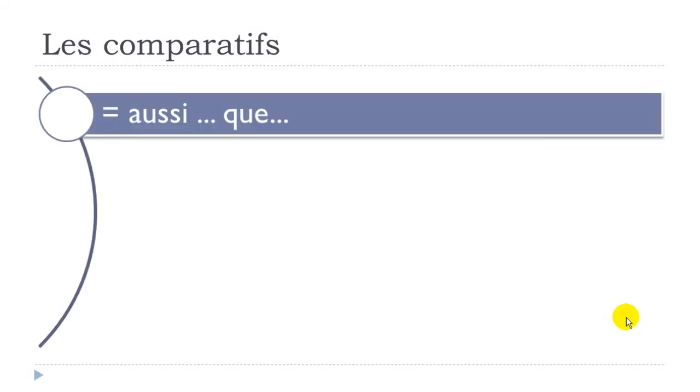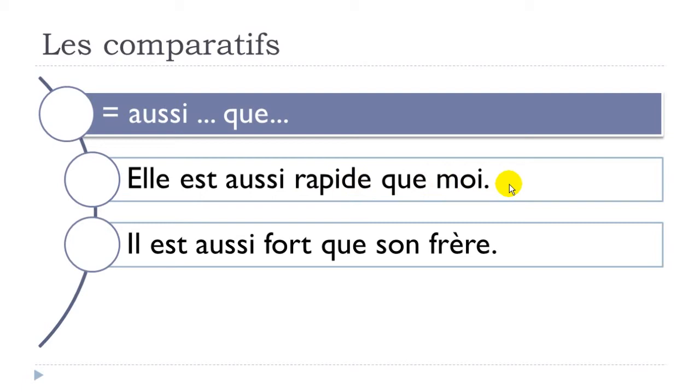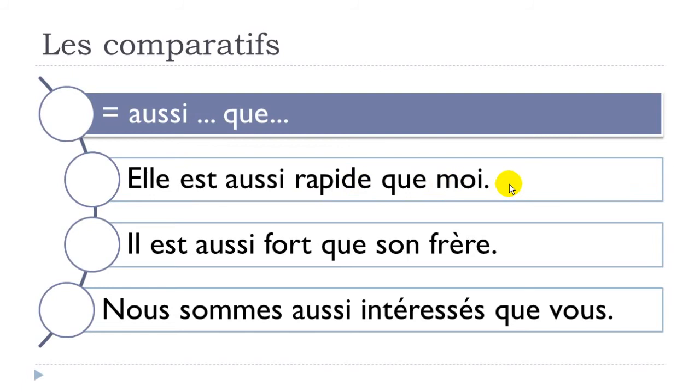Alright? And then, aussi, then you put your adjective, que, then, and the rest of the sentence. Okay, so the same examples. Elle est aussi rapide que moi. Il est aussi fort que son frère. Nous sommes aussi intéressés que vous. Okay, so I'll repeat them. Elle est aussi rapide que moi. Il est aussi fort que son frère. Nous sommes aussi intéressés que vous.